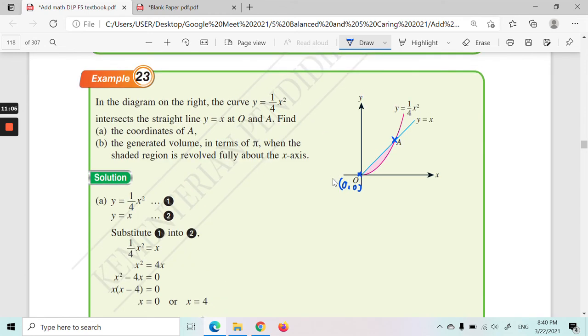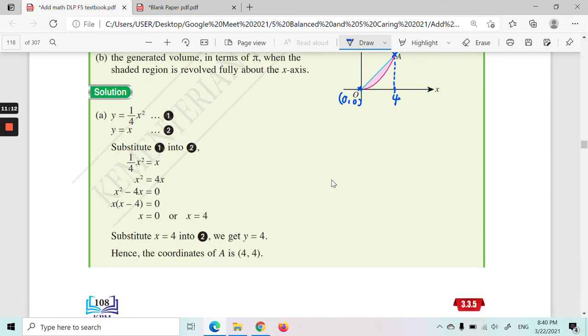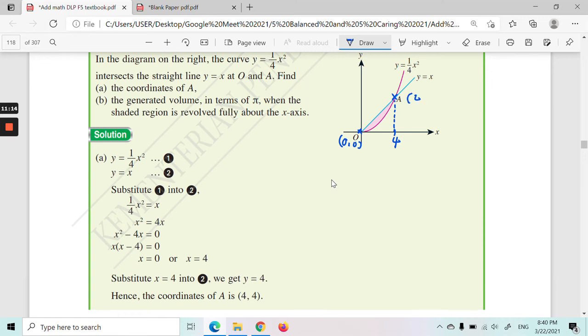So when x equals 4, this point you know is 4. After substituting, you know this point actually is (4, 4). Substitute when x equals y. So x is 4, meaning that y is also 4. Now we already know the coordinate of A here.